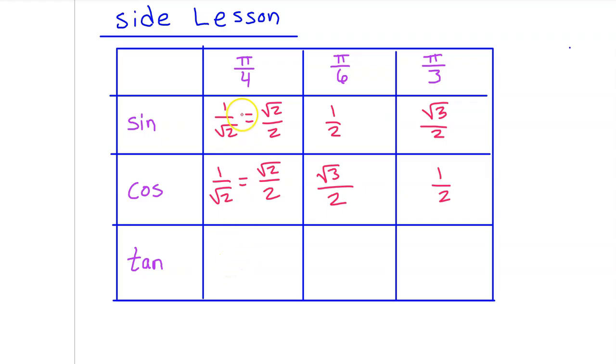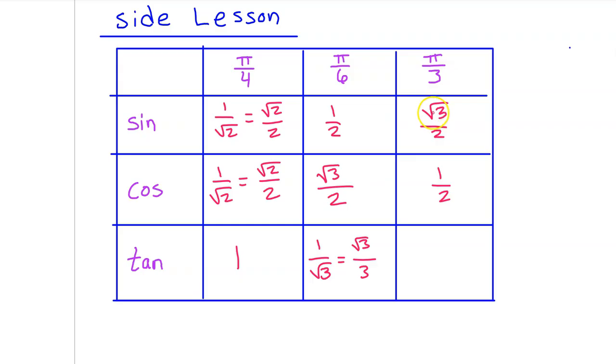Tangent is sine divided by cosine. So, since sine and cosine are the same thing at pi over 4, the tangent of pi over 4 is 1. That's anything divided by itself is going to give you 1. When you get to the tangent of pi over 6, we are doing 1/2 divided by radical 3 over 2. The denominators will cancel each other out, and you are just left with numerator over numerator. So that is 1 over radical 3. If you rationalize the denominator, this is equal to radical 3 over 3.